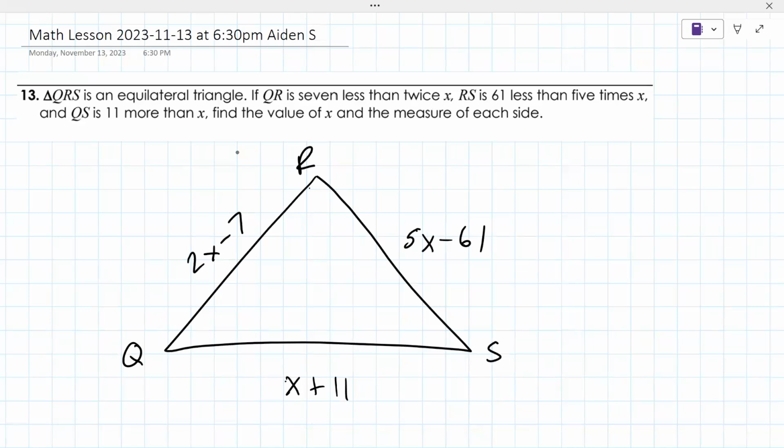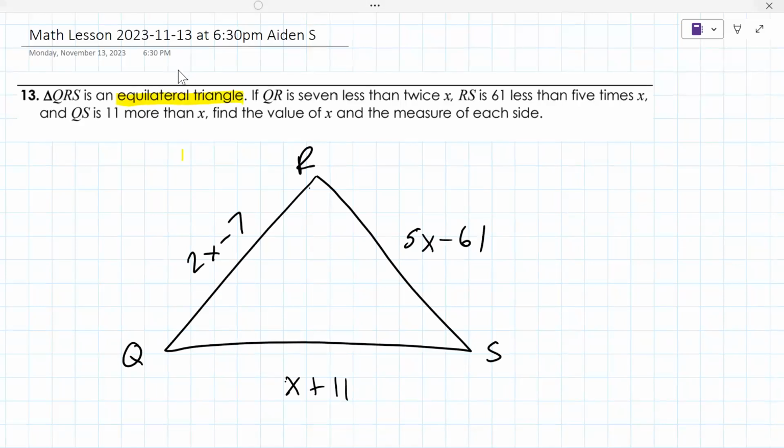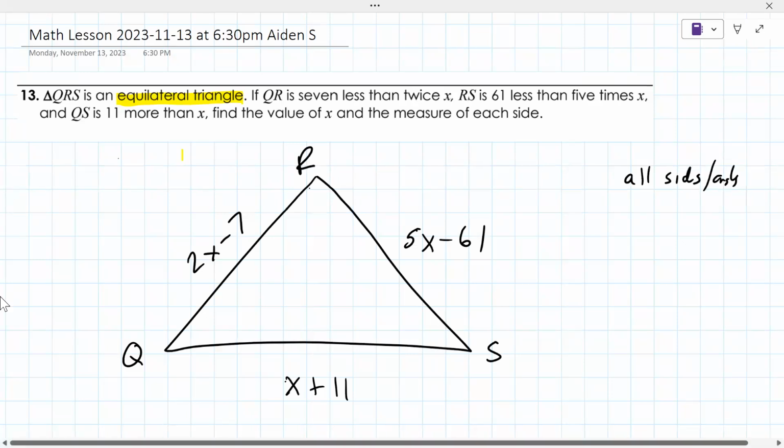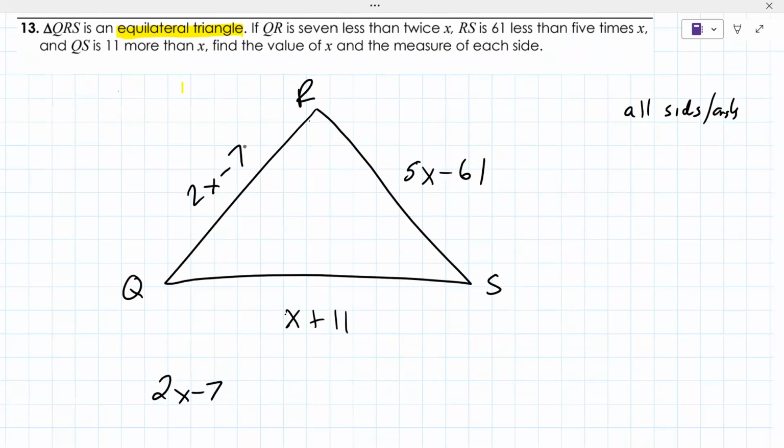Okay. Now, equilateral triangle, what does that mean about the sides and the angles? What does the word equal mean? It means they're all equal. All three sides are equal. All sides, angles, the same. So it really doesn't matter which two sides you set equal. You might want to do these two because they're easier. That's what I would recommend. Go ahead and solve that for X.